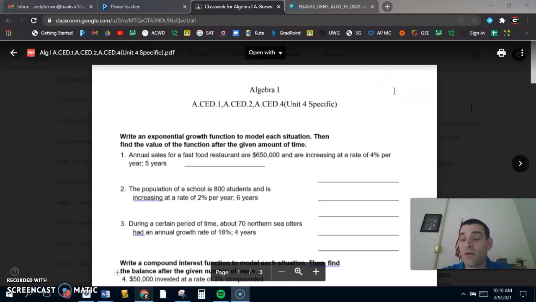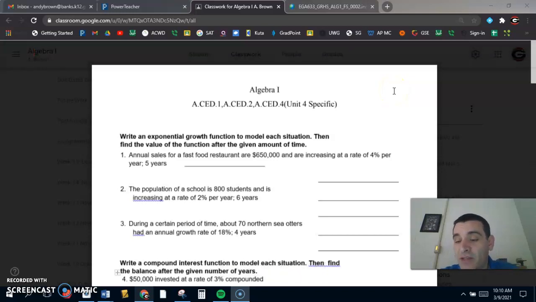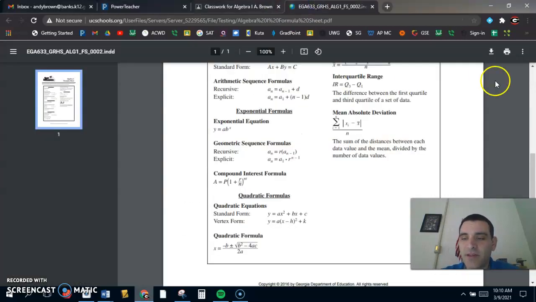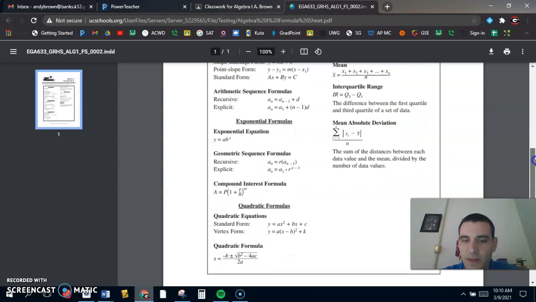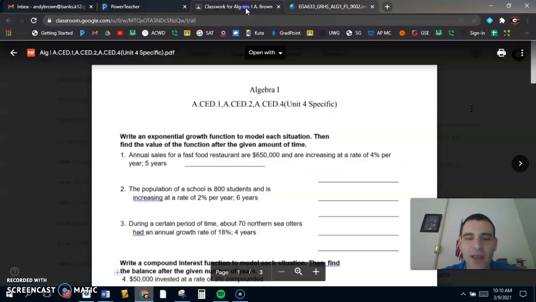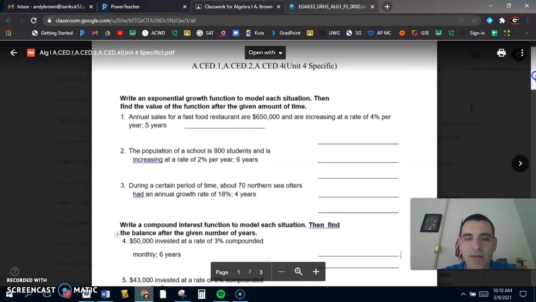Okay, we're going to solve, or work with, some exponential equations in Algebra 1. Specifically, if you look at your formula sheet, the Georgia Algebra 1 EOC formula sheet, you can see, maybe kind of small on your screen, your exponential equation y equals a times b raised to the x. So we're going to use that on this sheet here and do a couple problems.